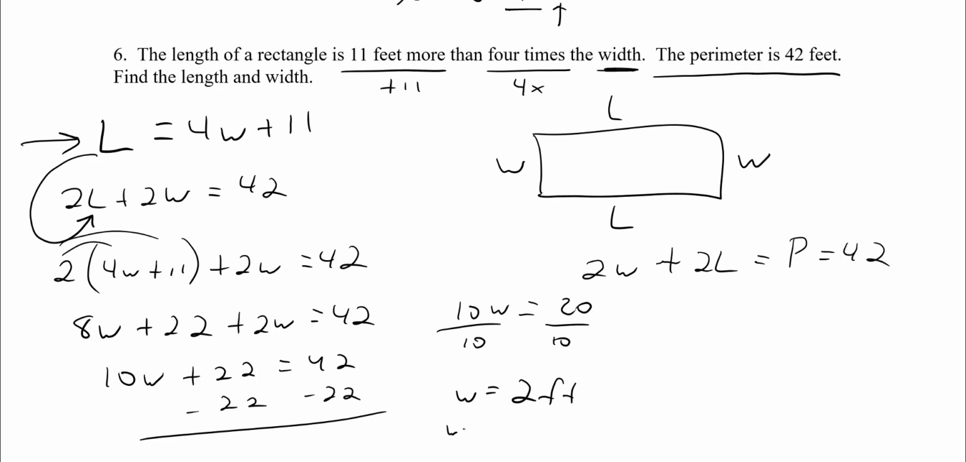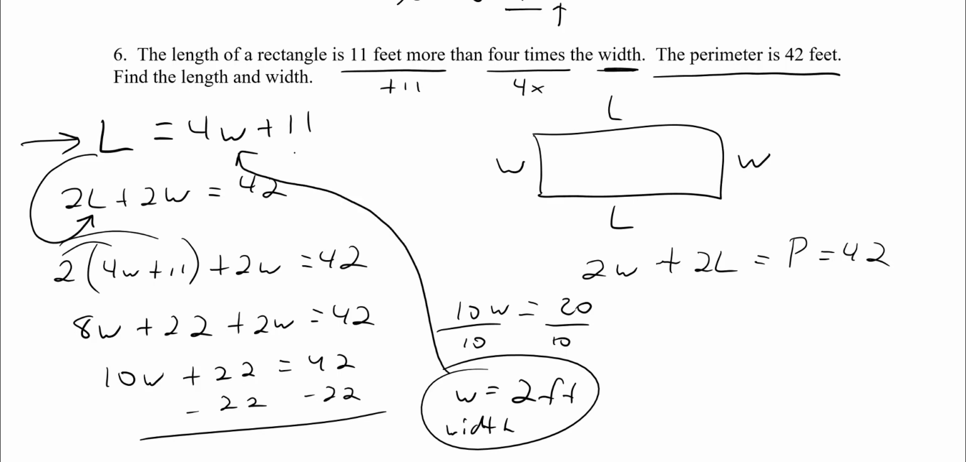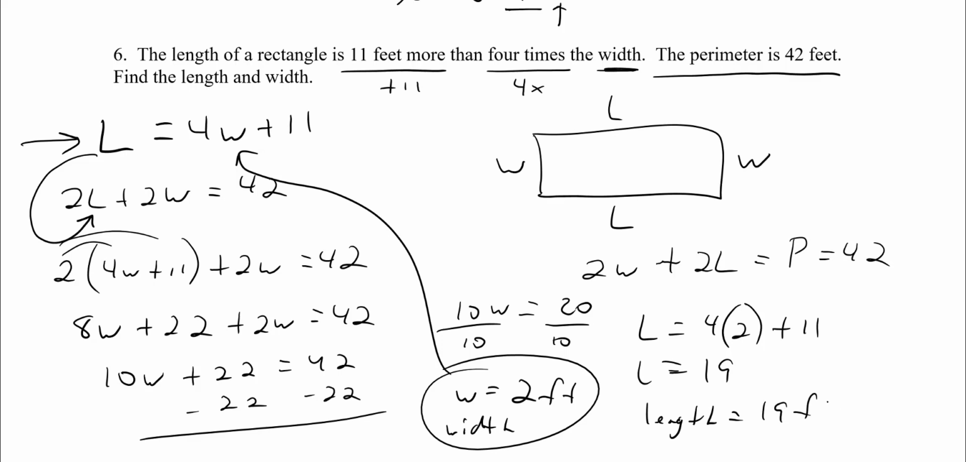So that's width. So the width is 2 feet. Now go back to the original problem, right? I want to find out the length, so plug it in. L equals 4 times the 2 plus 11. So L is 8 plus 11, which is 19. So length equals 19 feet. There you go. Those are my two answers.